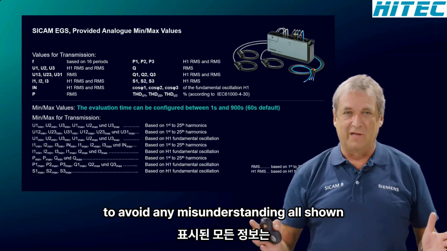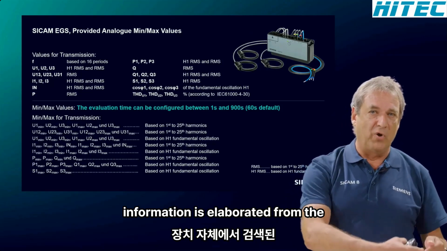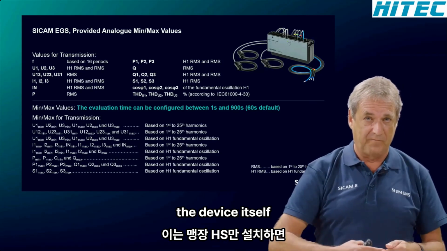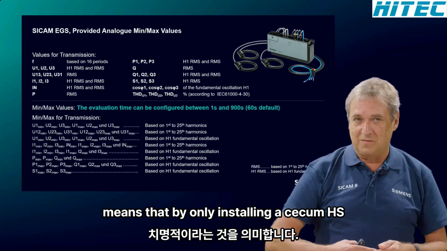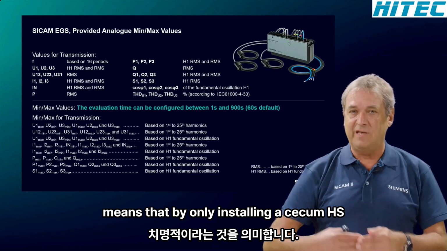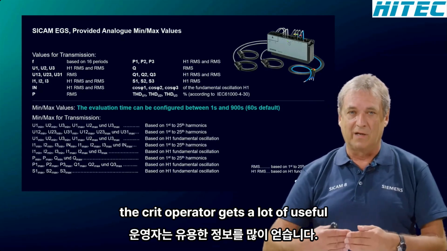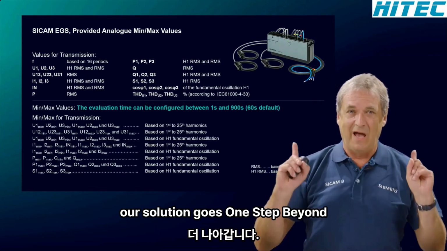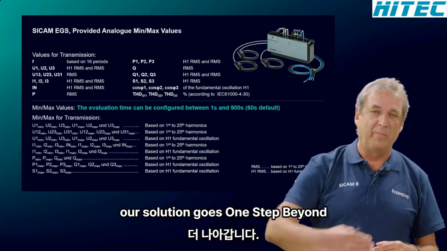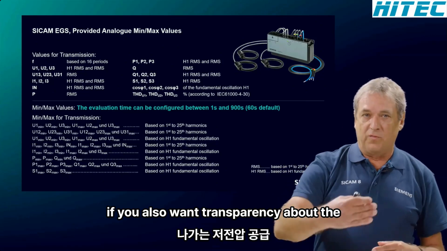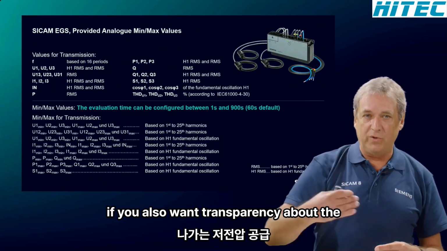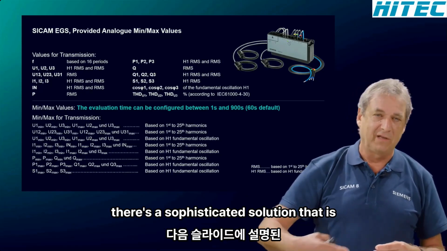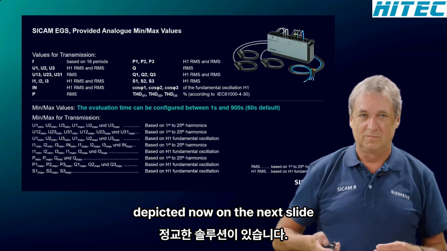To avoid any misunderstanding, all shown information is elaborated from the analog information that is retrieved by the device itself. Means that by only installing a SICAM EGS, the grid operator gets a lot of useful information. But our solution goes one step beyond. If you also want transparency about the outgoing low voltage feeders, then there's a sophisticated solution that is depicted now on the next slide.